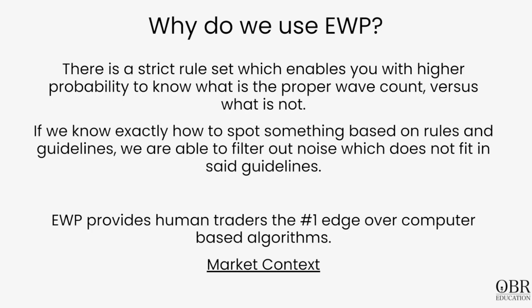So if we know exactly how to spot something based on rules and guidelines, we are then able to filter out noise which does not fit into those said guidelines. And in my opinion, Elliott wave principle provides human traders the number one edge over computer-based algorithms, which is market context. The rules and guidelines are really what separates Elliott wave principle from other things, because it enables you to see what is the correct count and what is the incorrect count.